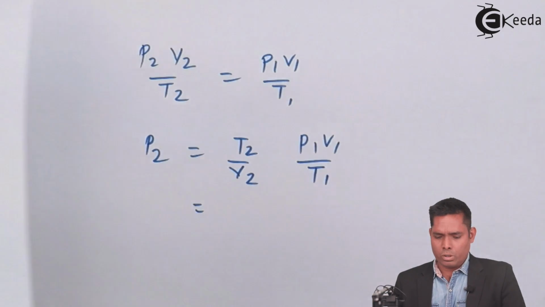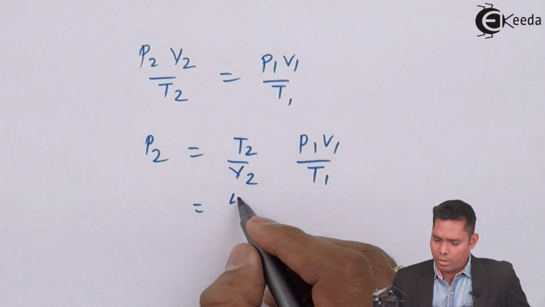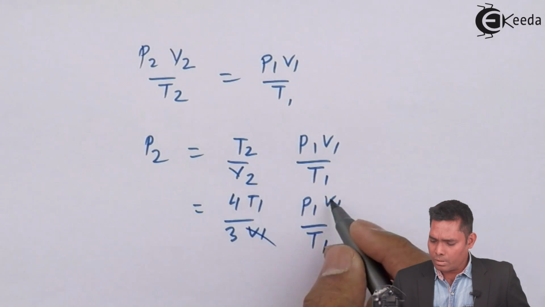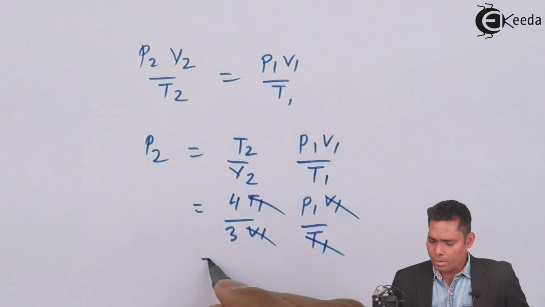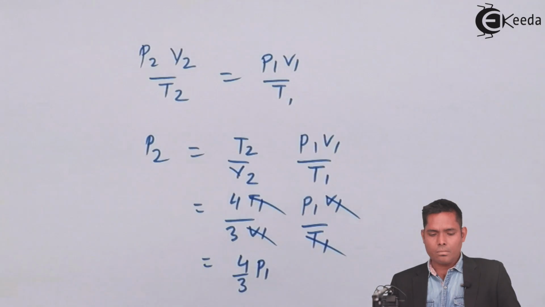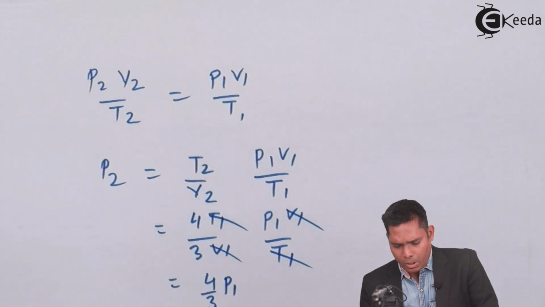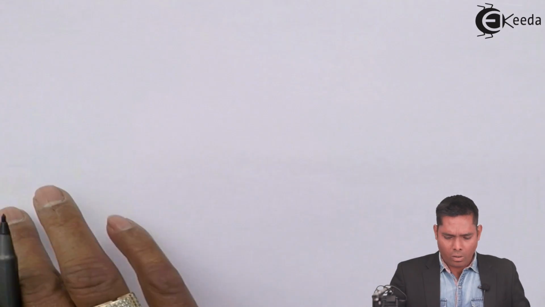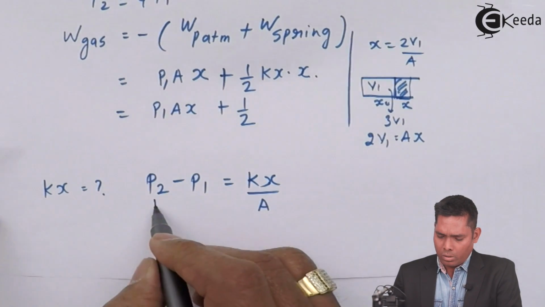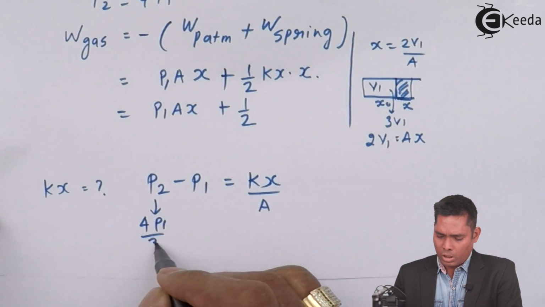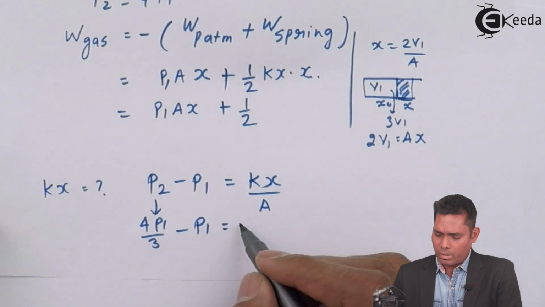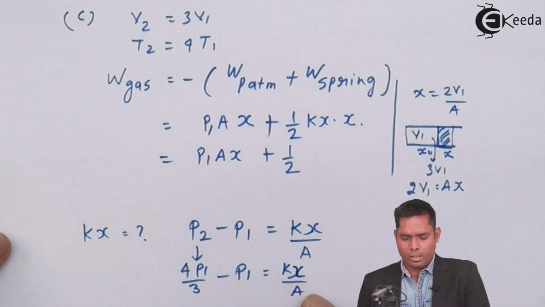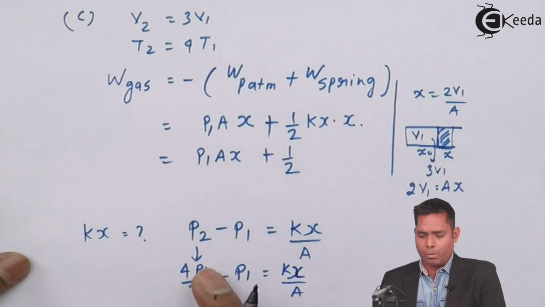What is T2 given? T2 is 4 times T1 and V2 is 3 times V1, so 4 T1 and 3 V1 over P1 V1 T1. This V1 and this V1, this T1 and this T1 cancel. So this becomes 4 by 3 P1. So P2 I got as 4 P1 over 3, minus P1, is this one, kx over a. So this is P1 by 3.